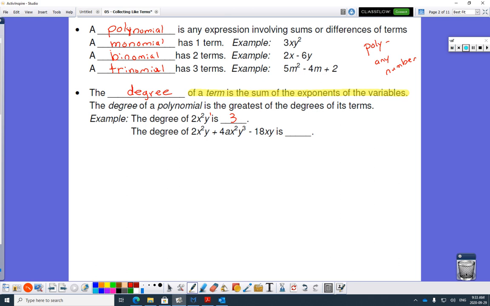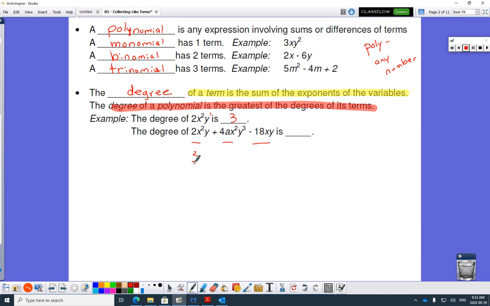Now, the degree of a polynomial is a little different. I'm going to switch over to my red highlighter, because when I go to red, you really got to read this to make sure you got it down pat. It says the greatest degree of its terms. So this one's a polynomial with 3 different terms, and the game is to find out which one has the highest degree. We already did the first one, it has degree 3.